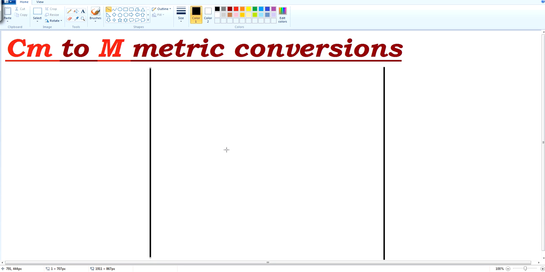We're looking at centimeters to meter metric conversions. Let's start off with the identity first of all.